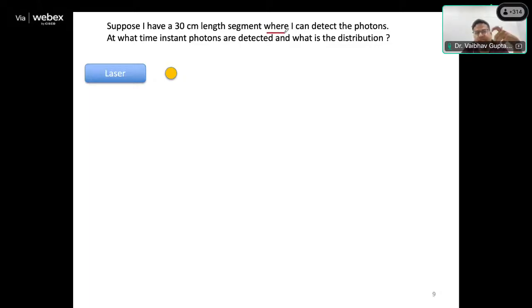So that is the next question we are posing to ourselves: at which particular location these photons are there. The next is at what time instance these photons are getting detected, and what is the distribution of these photons. So we have a laser source and we know the average number of photons, and we are trying to get the distribution of photons. And this is what in the beginning I told you, we are talking about the different types of sources and we are trying to get the photon statistics.